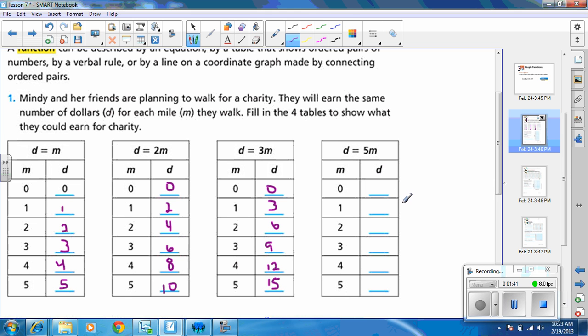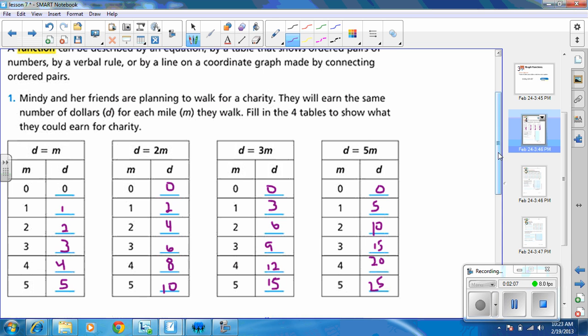Okay, and then the next one is multiple of 5. So D equals 5M. So multiplying by 5 again. 0 times 5, 0. 5, 10, 15, 20, and 25. Okay, so once that's filled in, this is actually what we're going to plot.